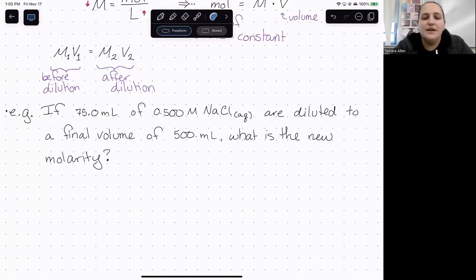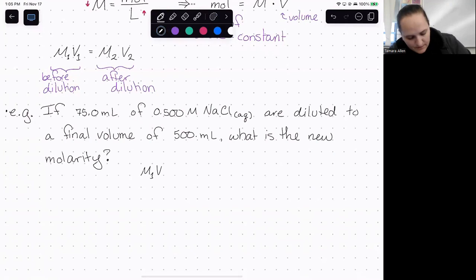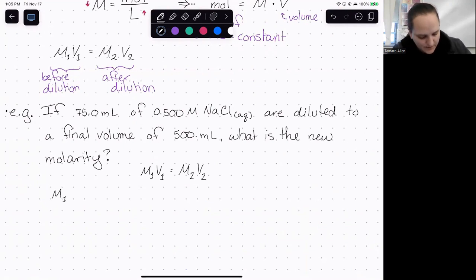So first up, if 75 milliliters of 0.5 molar sodium chloride are diluted to a final volume of 500 milliliters, what is the new molarity? So anytime you are dealing with a dilution, you are going to be using this relationship of M1V1 equals M2V2. And we want to sort of take stock of what do I know and what am I solving for.